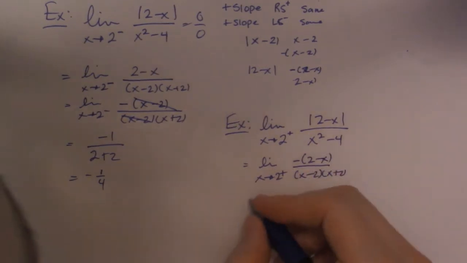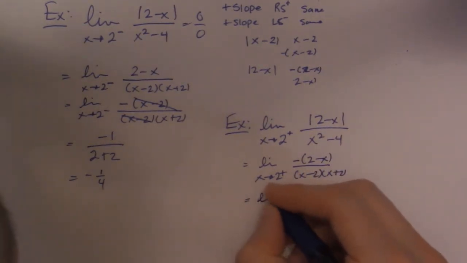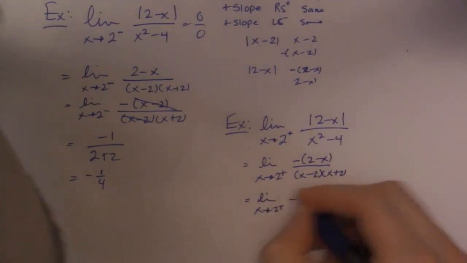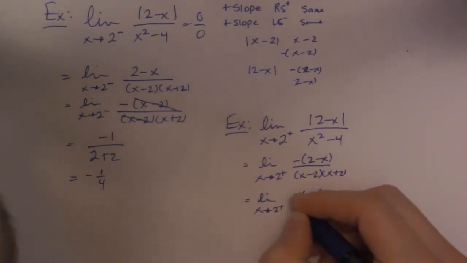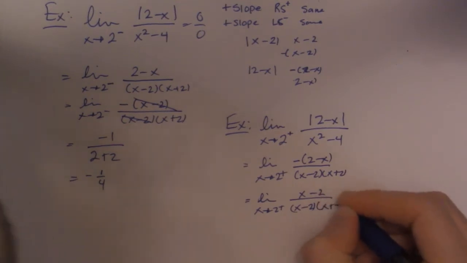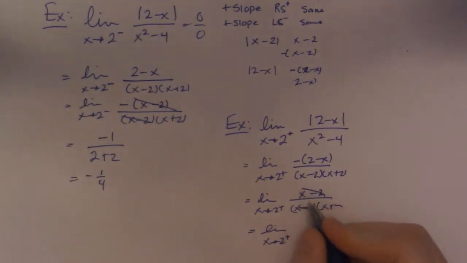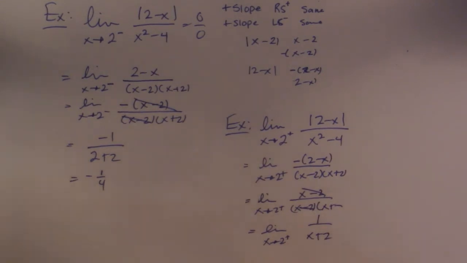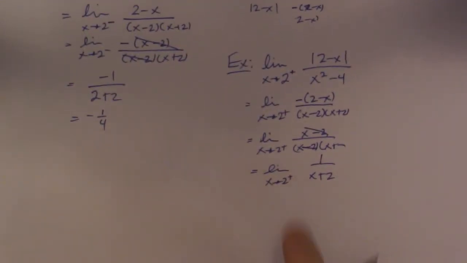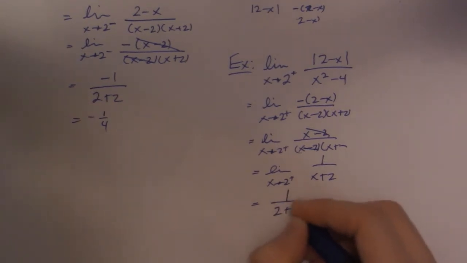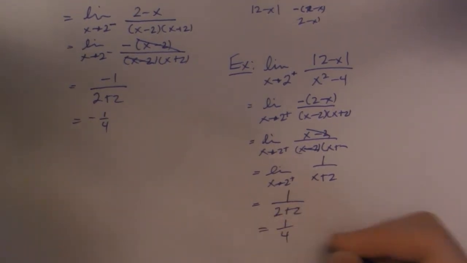So this time I distribute through. Limit as x goes to 2 from the plus side, so it's going to be x minus 2 over x minus 2. And these cancel, so I get limit as x goes to 2 from the plus side. So remember, if you get cancel with nothing on top, you get 1 over that number, x plus 2. So now I evaluate my limit, so 1 over 2 plus 2, which is 1 over 4.